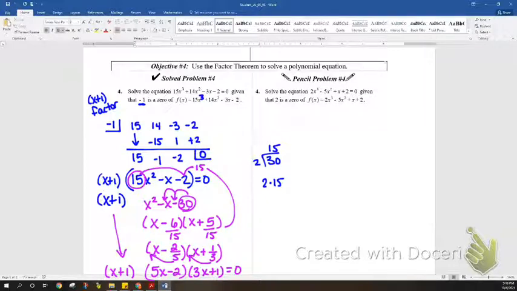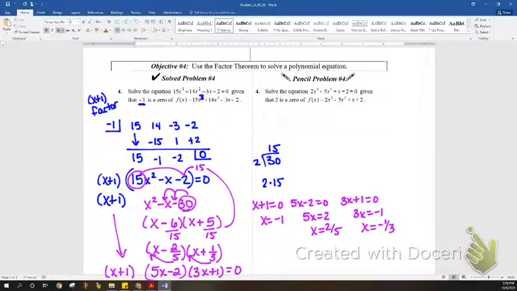Now we can do what we did on Wednesday, when we set each of our factors equal to 0 and solve. So we have x plus 1 equals 0. We have 5x minus 2 equals 0. And we have 3x plus 1 equals 0. So when I solve this one, I get negative 1. Here we got 5x equals 2, so x equals positive 2/5. And here we get 3x equals negative 1, so x equals negative 1/3. So all three of these are our solutions.